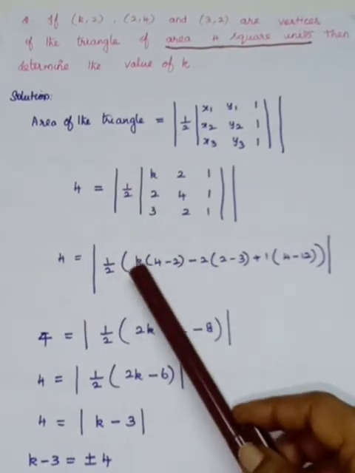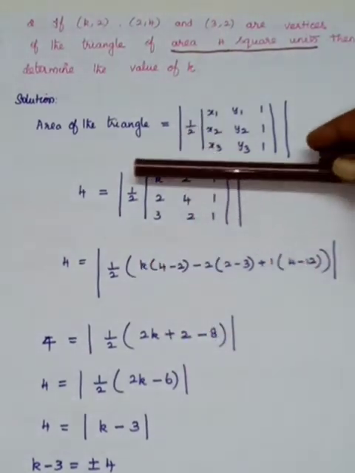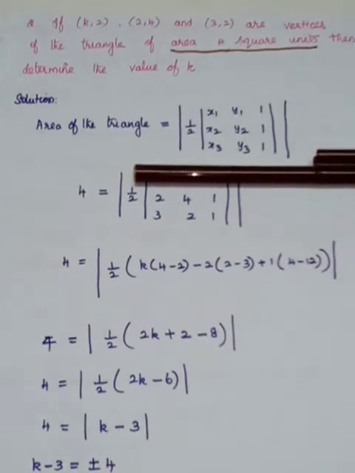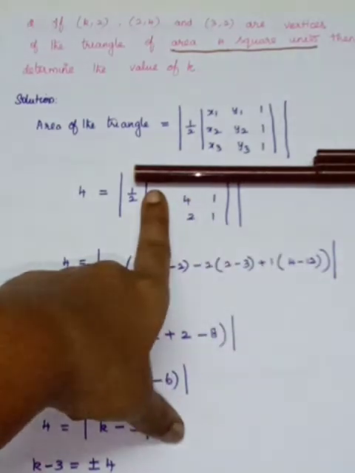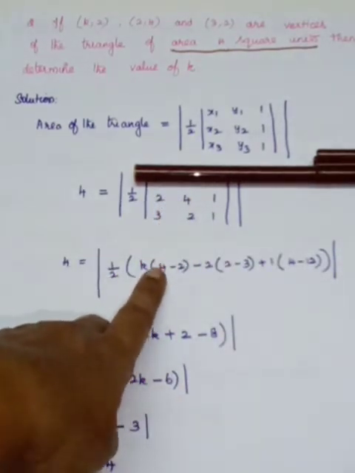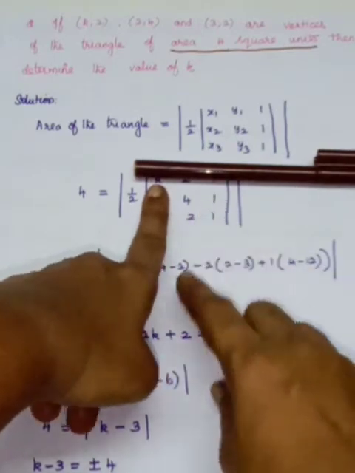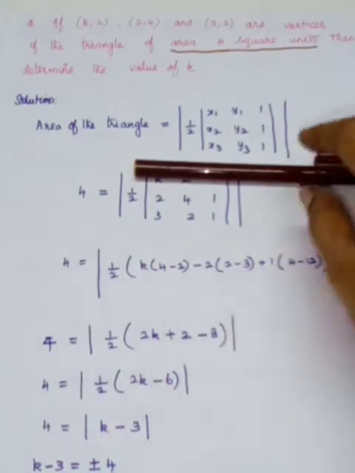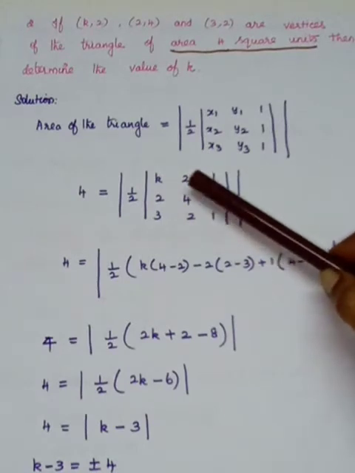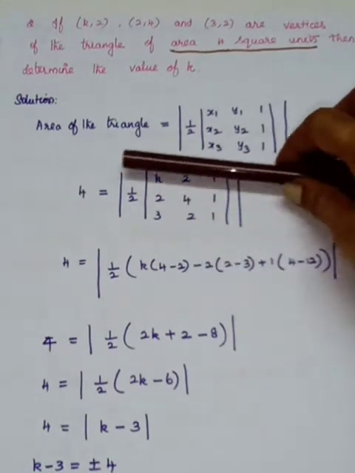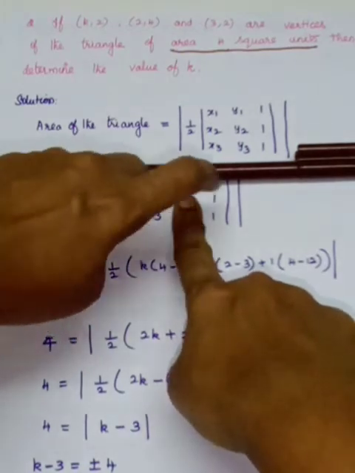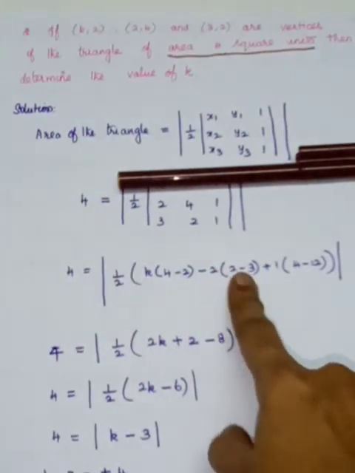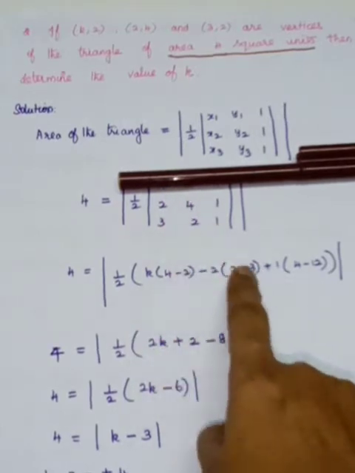So what is the first entry in R1? It is k. So k into, delete the first row and first column. So remaining here 4 into 1, that is 4. Okay, minus 2 into 1, that is 2. So it is 4 minus 2. The same way, the second element, you have to change the sign. So minus 2 into, delete the first row and the second column. So what is remaining? 2, 1, 3, 1. 2 into 1, that is 2. In between you have to write minus. So 3 into 1 is 3.